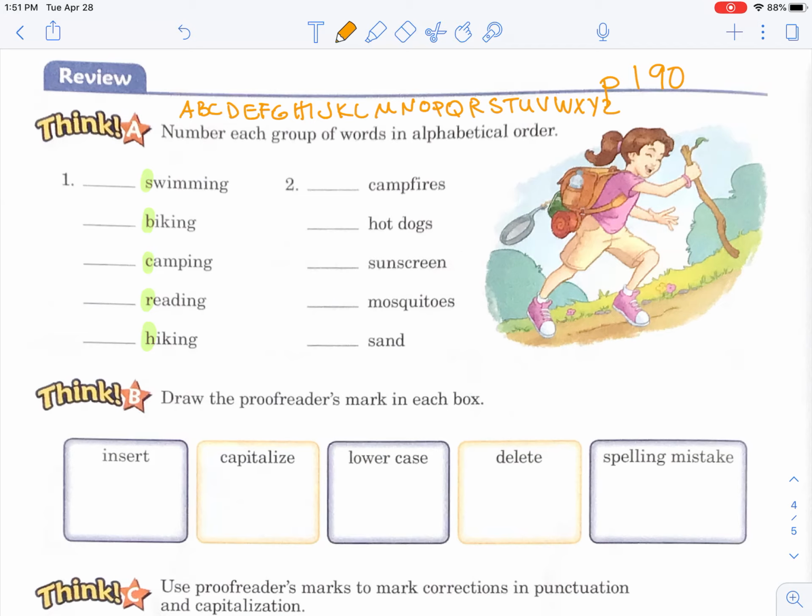I go A, I look for an A. There's no A. I look for a B. Oh, there's B. So this is B, biking. A, B, C. Oh, there's a C, camping.